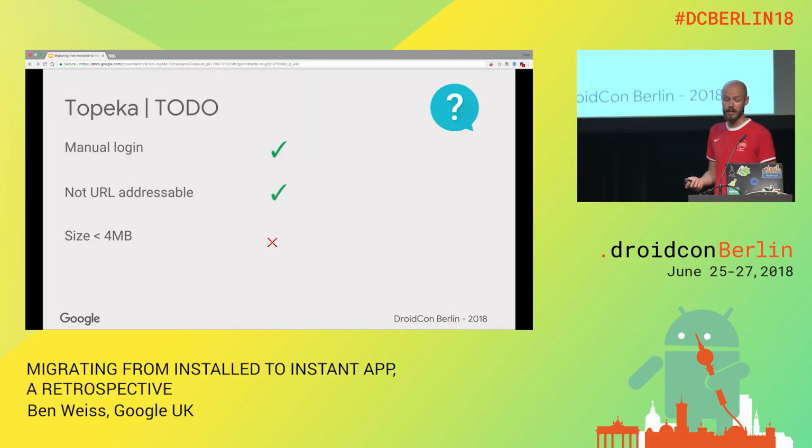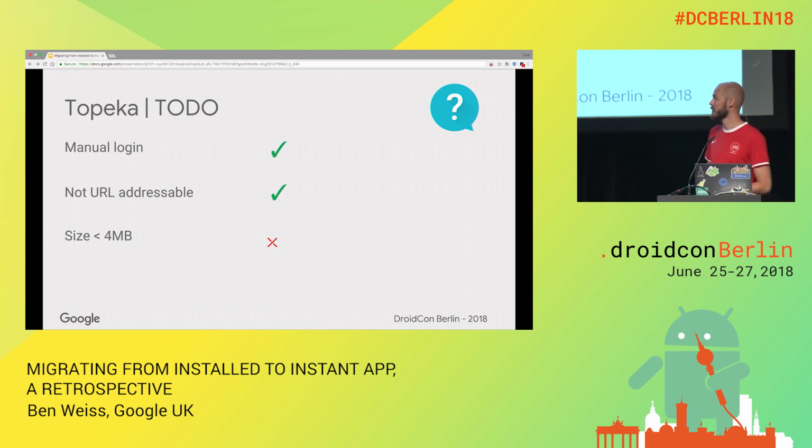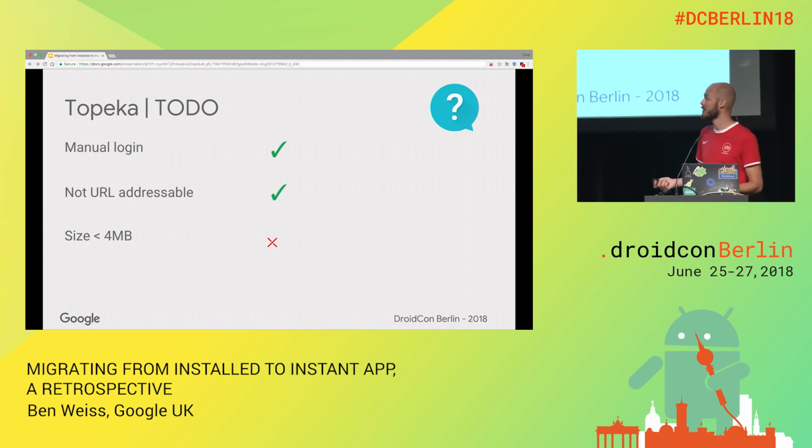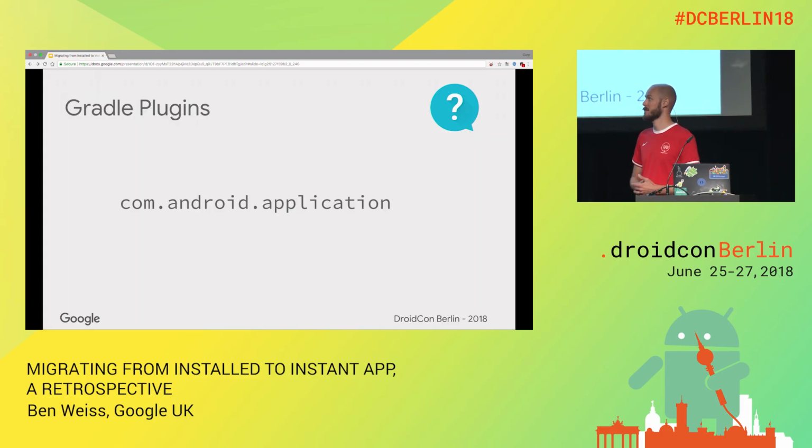So the app is now URL addressable. Cool, straightforward, with a couple of nice, easy features that have been there for a while. So that's nothing too new, but the next step is going to be a bit trickier. The size is more than 4 megabytes.